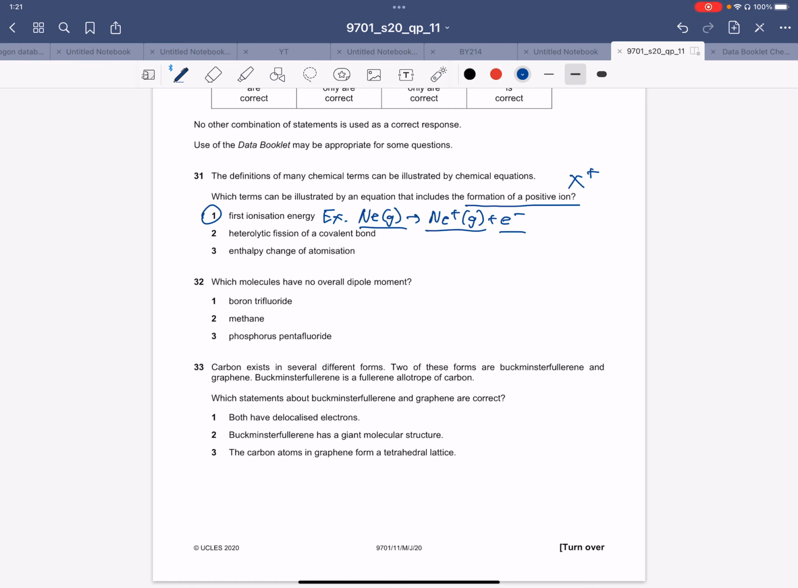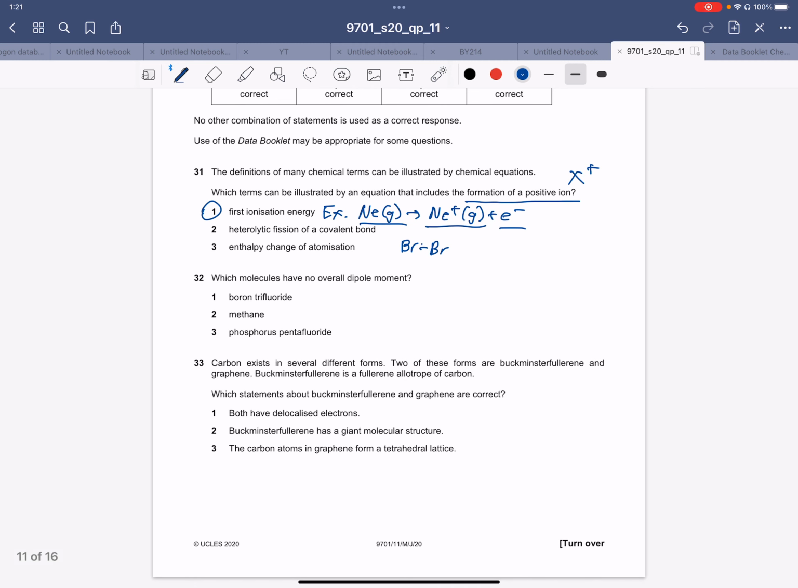Heterolytic fission of a covalent bond. Okay, so this one, the most common one we'll see in organic chemistry typically is that of halogens. So let's take a look at the bromine one, for example. Heterolytic fission is when one of the atoms takes all of the electrons in the bond. So this will actually go to Br with 2 electrons and then a Br with no valence electrons. Well, actually, this one has a full octet and this one just has 6 electrons.